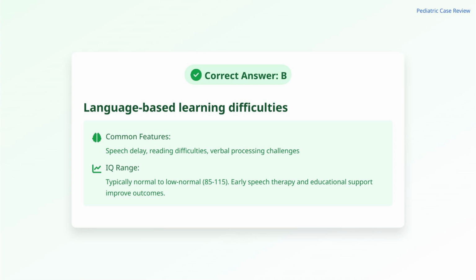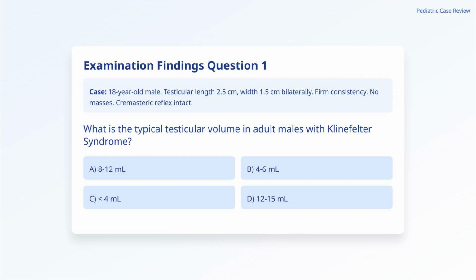While not intellectually disabled, these individuals benefit significantly from early speech therapy, special education services, and targeted academic support. Early intervention substantially improves long-term educational and social outcomes. Case scenario: physical examination of an 18-year-old male shows testicular length measuring 2.5 centimeters and width measuring 1.5 centimeters bilaterally. Testicular consistency is firm throughout. No masses are palpated. Premasteric reflex is intact bilaterally.